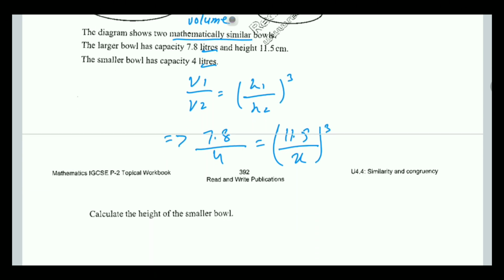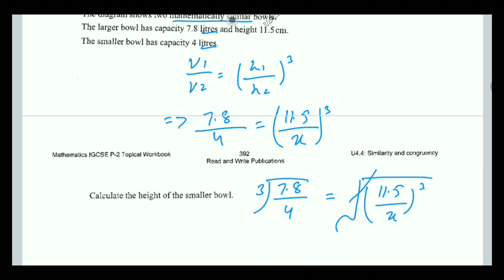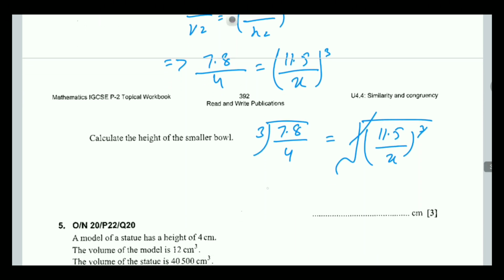So how to solve it now? Make x the subject. How to make x the subject? You can take the cube root on both sides to omit this cube. By taking the cube root on both sides, cube root of 7.8 over 4 is equal to, if we take the cube root here, it will be cancelled and x will be cross multiplied. X is equal to 11.5 divided by cube root of 7.8 over 4.